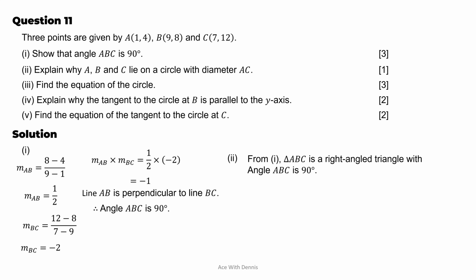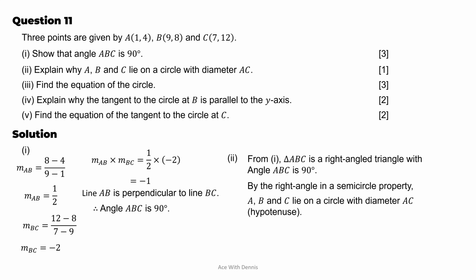Part 2. From part 1, triangle ABC is a right-angled triangle with angle ABC equal to 90 degrees. So, by the right angle in a semicircle property, A, B, and C lie on a circle with diameter AC, as AC is the hypotenuse.